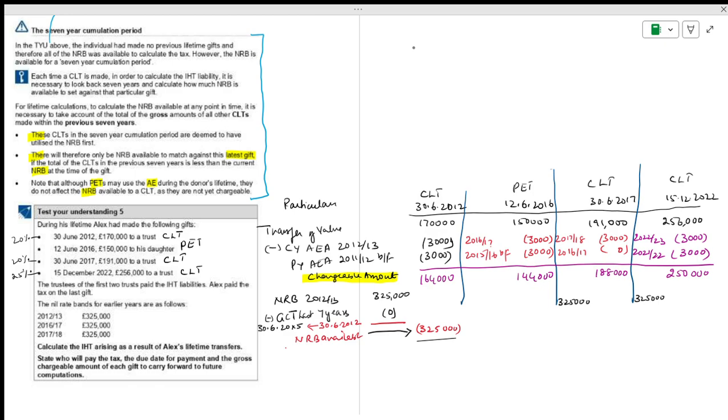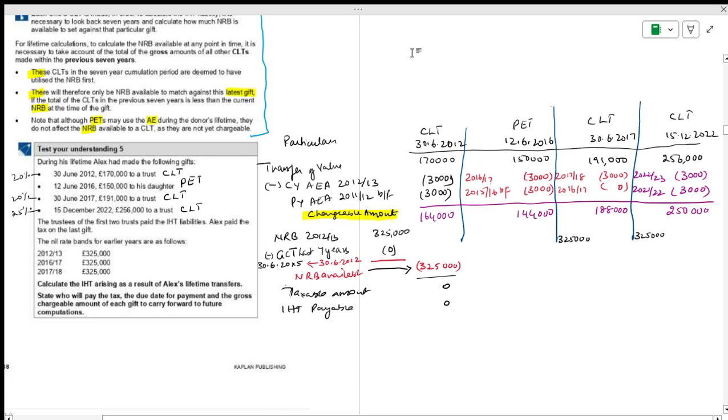Now how much is the IHT payable? Taxable amount is how much? Taxable amount is 0. Here the IHT payable is 0. Are you understanding? Yes or no? Yes. Okay, see, you have to show this. Now, who is going to pay?